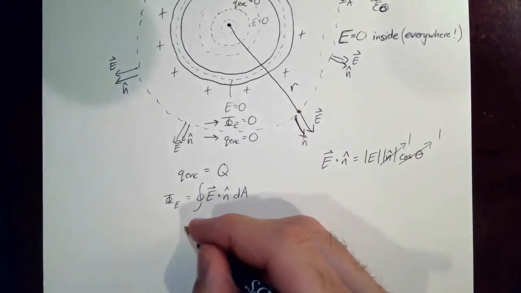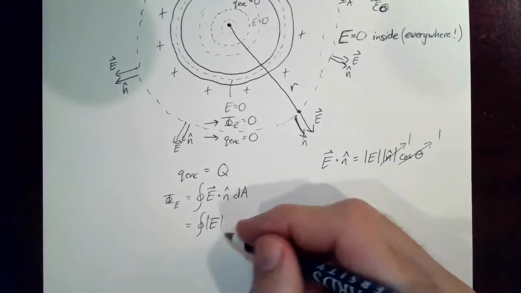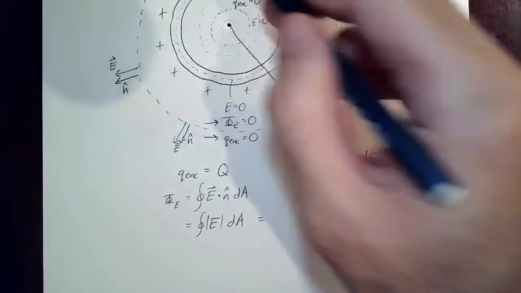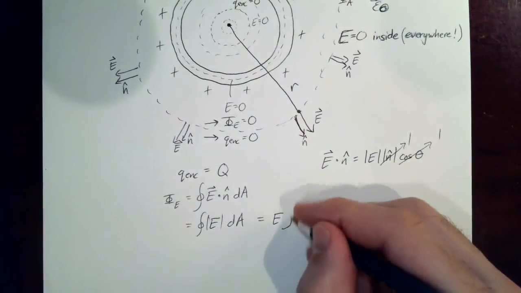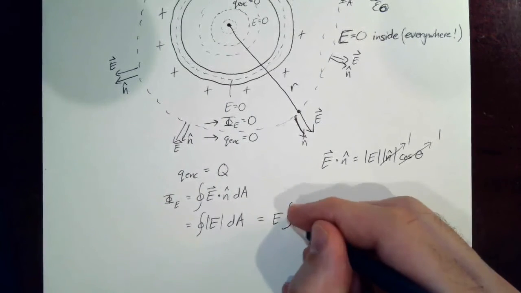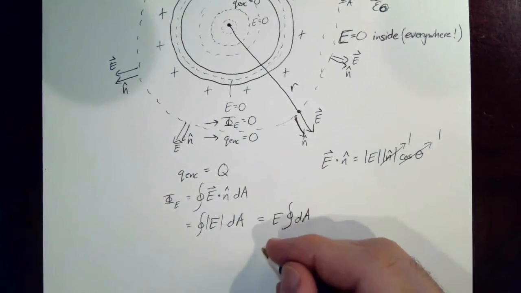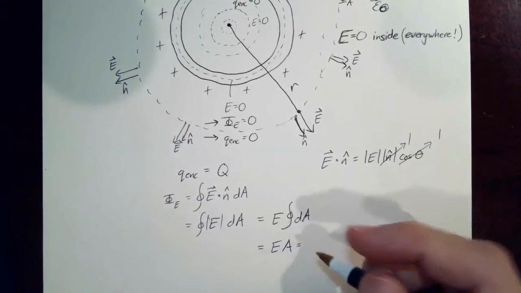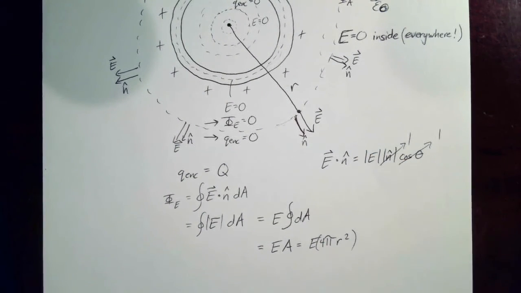So I've just argued here that this integral E dot n dA becomes just the magnitude of E dA. And then I argued that E is constant everywhere on the surface because every point on the surface is equally distant from the center. So I can pull a constant out of my integral. And I just have the integral over the entire surface of dA, which is going to be E times the area of the surface, which in this case, the surface is a sphere, E times 4 pi r squared. All right, so that's the flux.